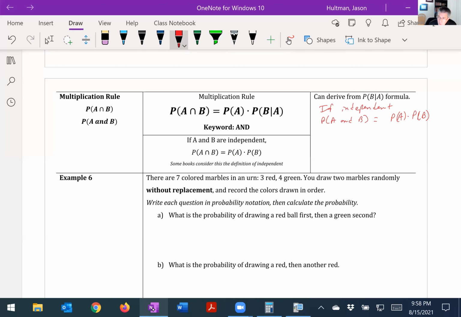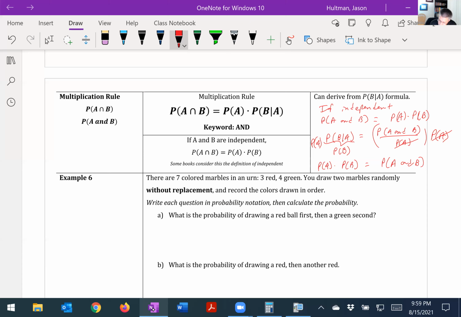Now, how can we get that? Well, we get it from the fact that the probability of B given A is equal to the probability of A and B all over the probability of A. But if they were independent, then the probability of B given A was just the probability of B. And so we can multiply both sides by the probability of A, and this becomes the formula that we were looking for: the probability of A times the probability of B is equal to the probability of A and B. That's if they're independent.